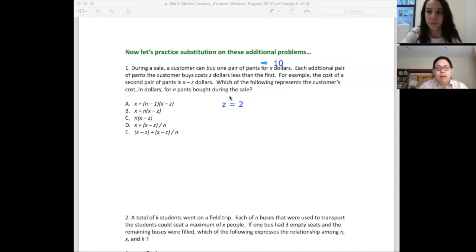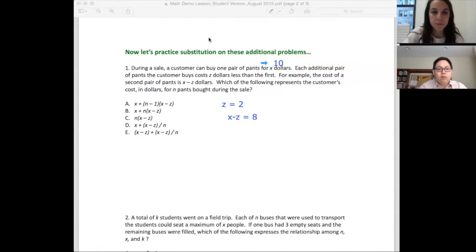Each pair of pants costs $10, the first pair. And then after that, each pair of pants additionally will cost how much? $8, right? So x minus z is equal to 8. So yeah, things are much more concrete now. So let's see if we can solve this problem. Which of the following represents the customer's cost in dollars for n pants during the sale?